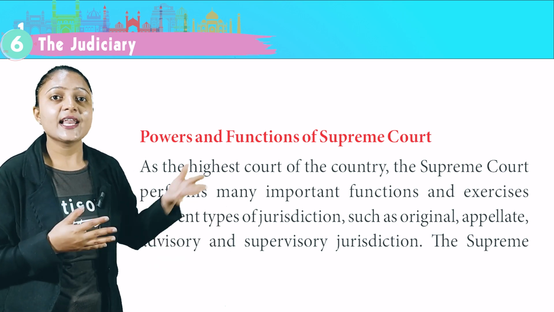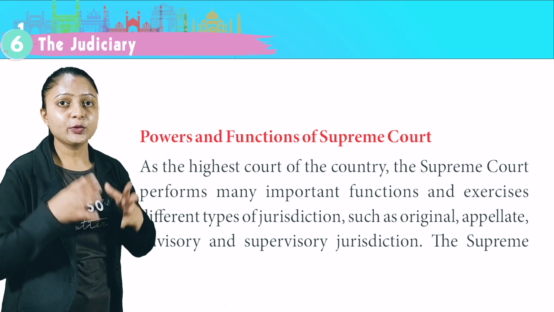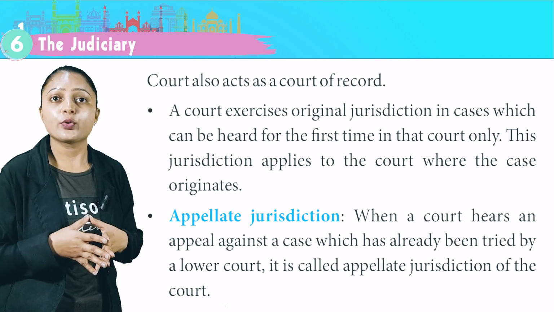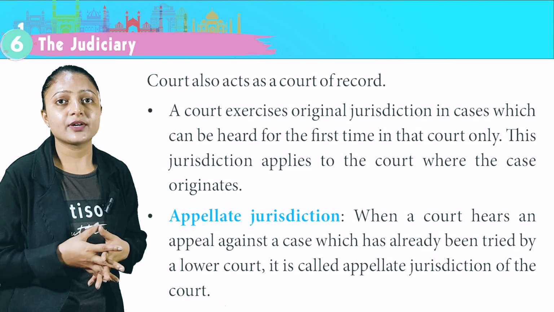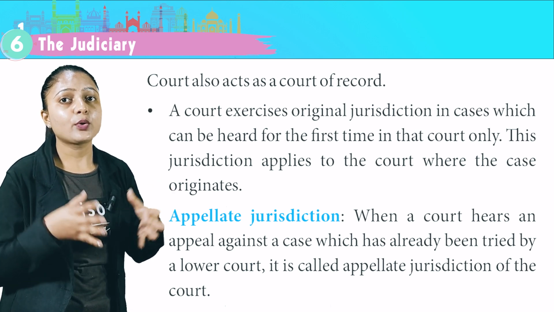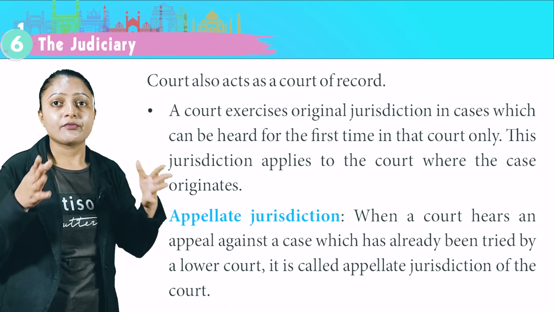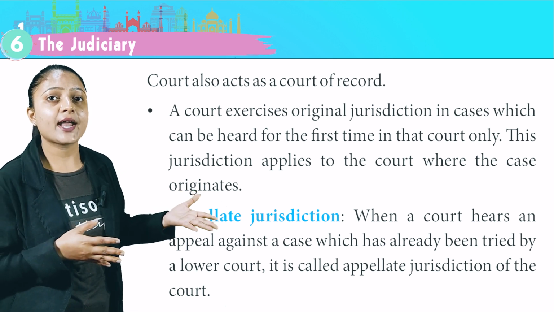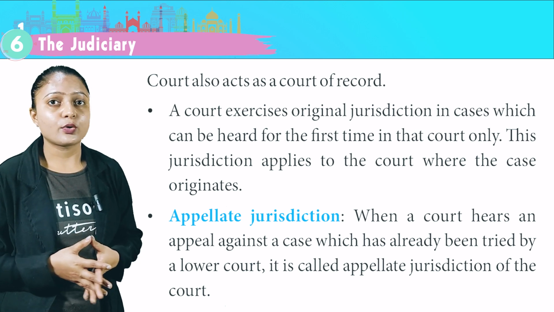such as original, appellate, advisory, and supervisory jurisdiction. The Supreme Court also acts as a court of record. A court exercises original jurisdiction in cases which can be heard for the first time in that court only. This jurisdiction applies to the court where the case originates. Appellate jurisdiction. When a court hears an appeal against a case which has already been tried by a lower court, it is called appellate jurisdiction of the court.